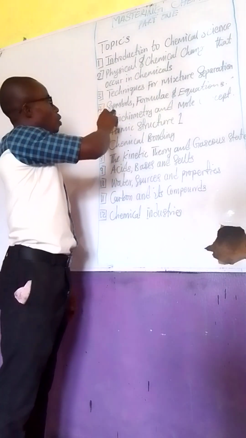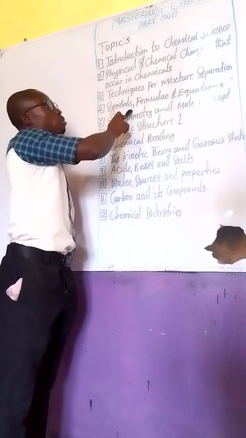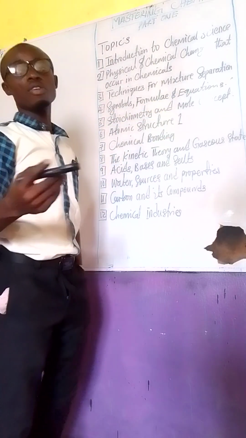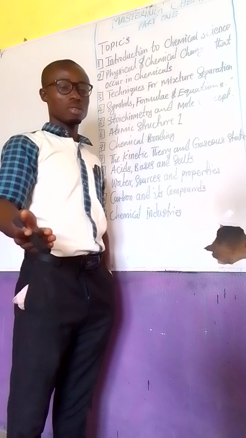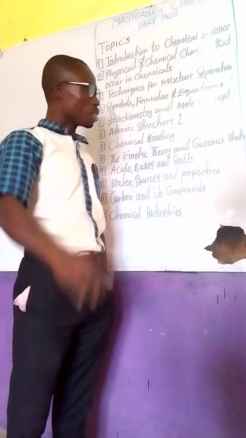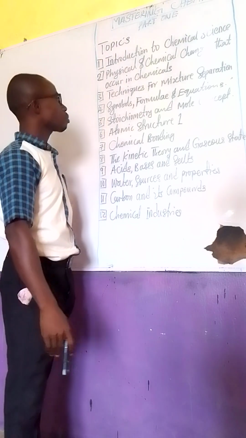Three, four, we're going to talk about symbols, formulae, and equations. Now, most students find it difficult to balance chemical equations. We're going to make it very simple for you. Just pay attention and follow the steps.